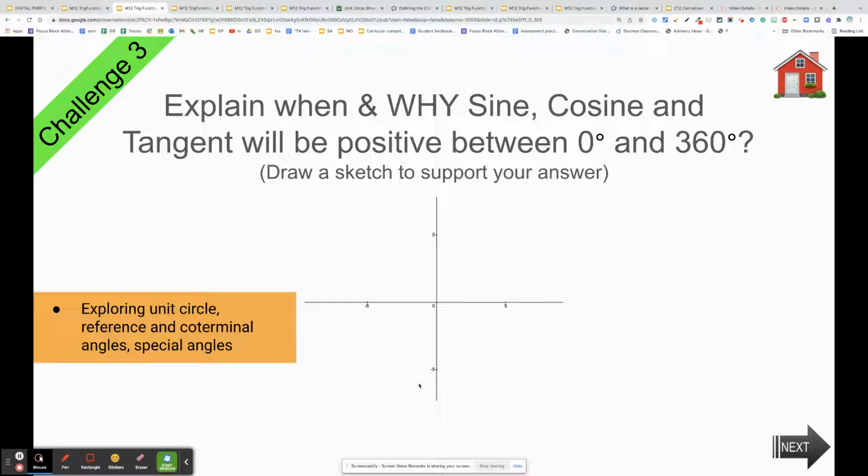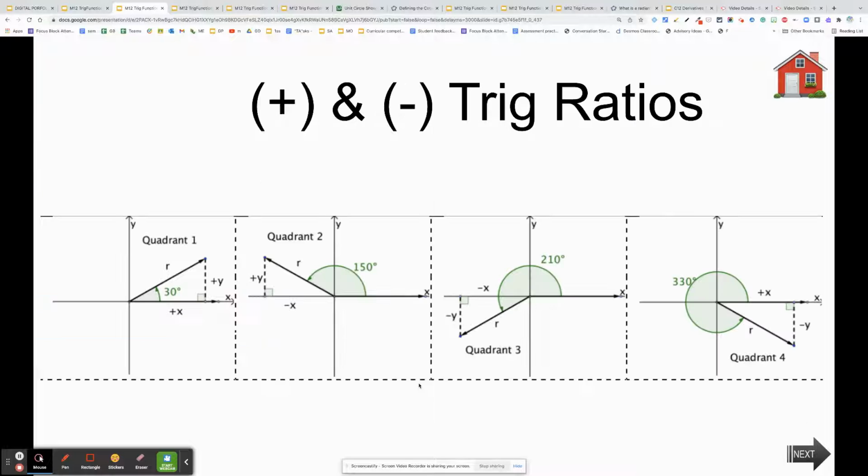Now, explain when and why sine, cosine, tangent will be positive between 0 to 360. So I'd like you to draw a sketch to support your reasoning for this. Pause the video and check in with me.